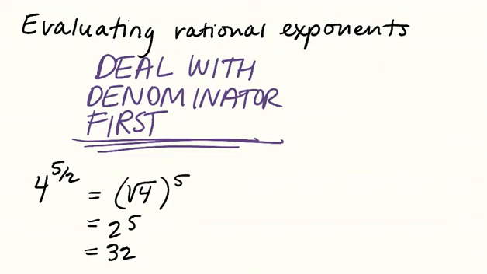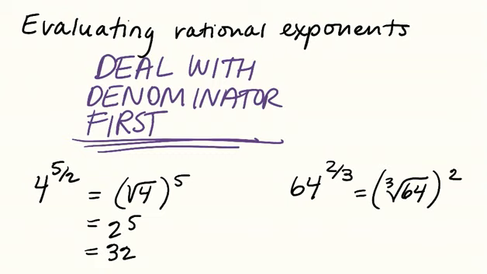Okay. We have something like, I don't know, 64 to the 2/3 power. Okay, well, I don't know what 64 squared is, but even if I did, I'm definitely not going to know what the third root of that number is. So what you want to do is take the third root of 64 first, deal with the denominator first, and then square it. Well, the third root of 64 is 4, and then you square it, and that's 16.